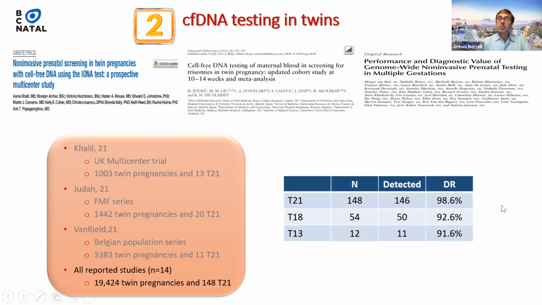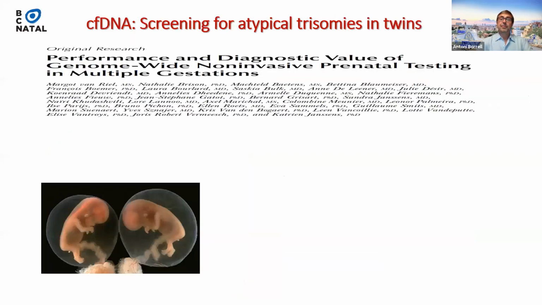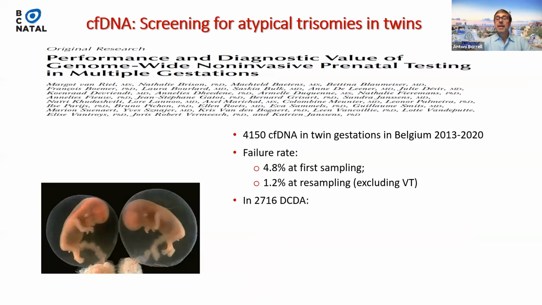So the detection rate is 98.6%, no different than in singletons. For trisomy 18, 92.6%, and for trisomy 13, 91.6%. So the figures are really good. The screen positive rate is higher than in singletons, it is 2.4. And also, what is higher is the failure rate.